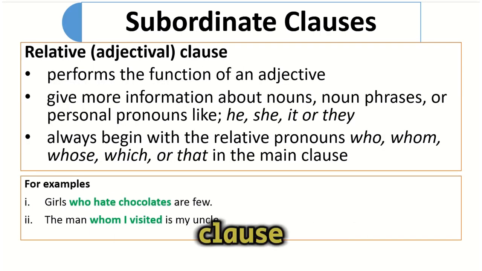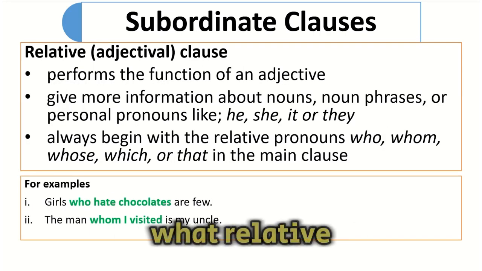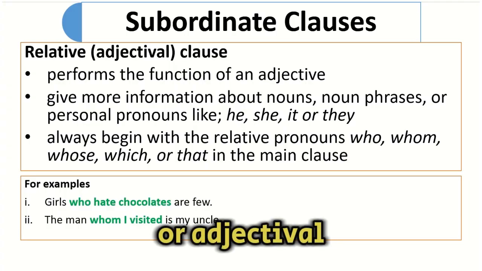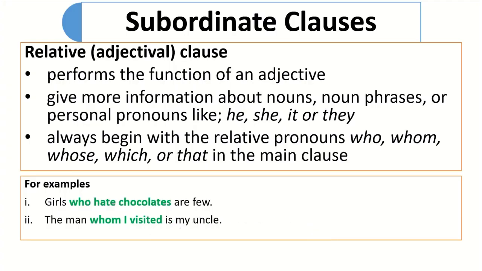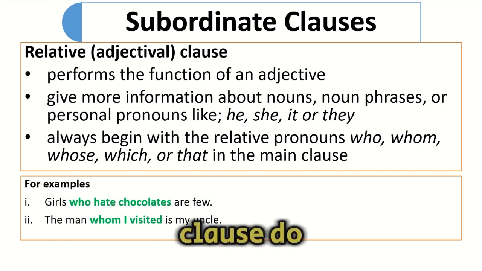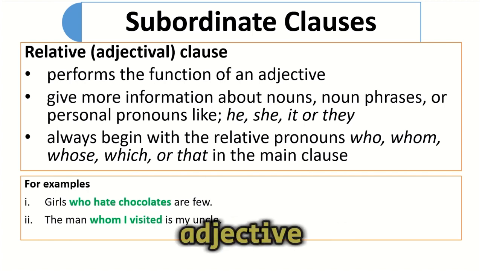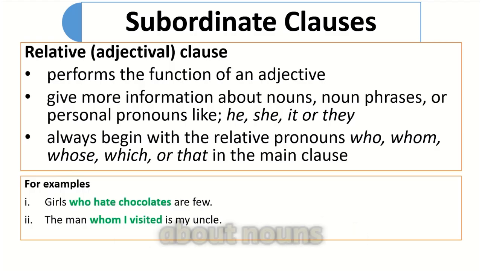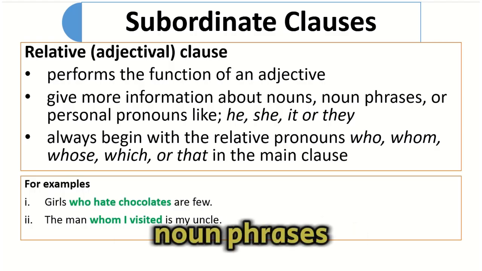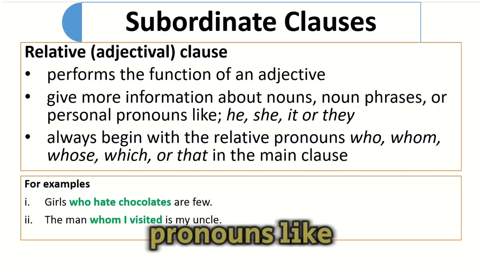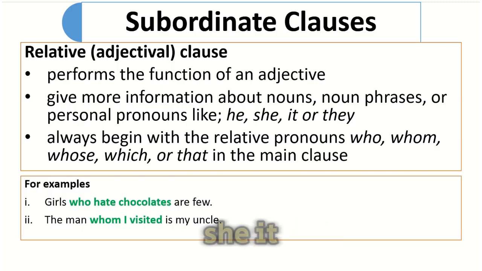And under the subordinate clause, let us now explain what a relative or adjectival clause is. What does a relative clause do? A relative clause performs the function of an adjective. It gives more information about nouns, noun phrases, or personal pronouns like he, she, it, or they. It always begins with a relative pronoun, who, whom, which, or that.